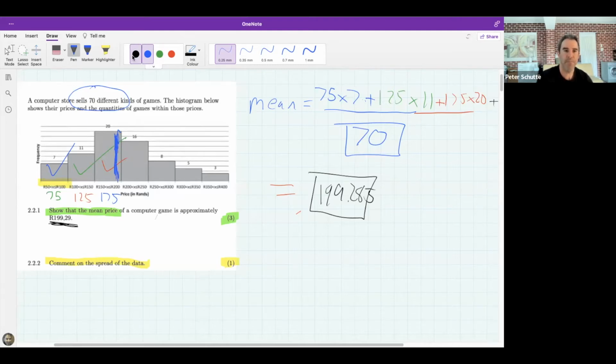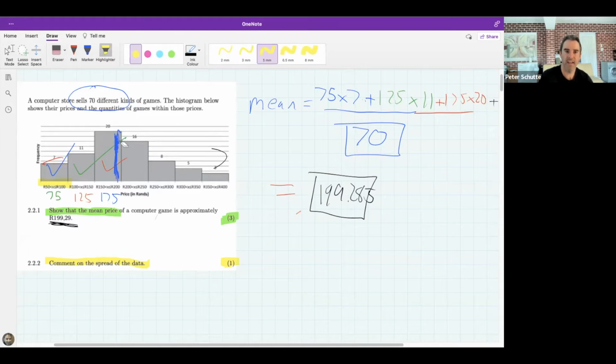Now, the top 50% of the data is spread out over here. The bottom 50% of the data is kind of in this direction. And think about how we spoke about box and whisker plots when we looked at the top and the bottom 50% of the data. See if that can help you to comment on the spread of the data.